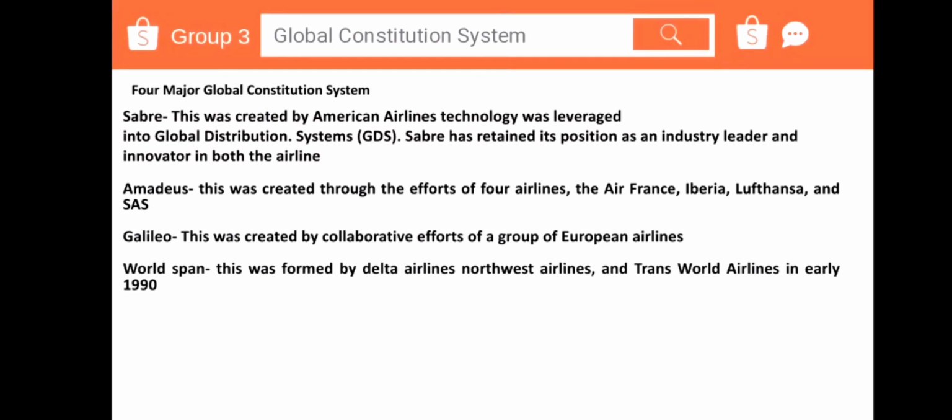Number 2, Amadeus. This was created through the efforts of four airlines: Air France, Iberia, Lufthansa, and SAS. Number 3, Galileo. This was created by the collaborative efforts of a group of European airlines. Number 4, Worldspan. This was formed by Delta Airlines, Northwest Airlines, and Trans World Airlines in early 1990.